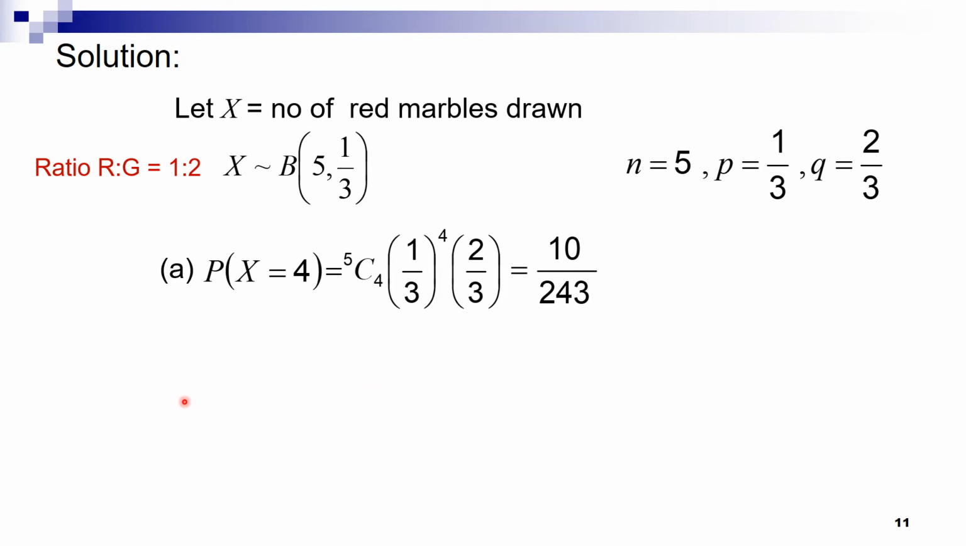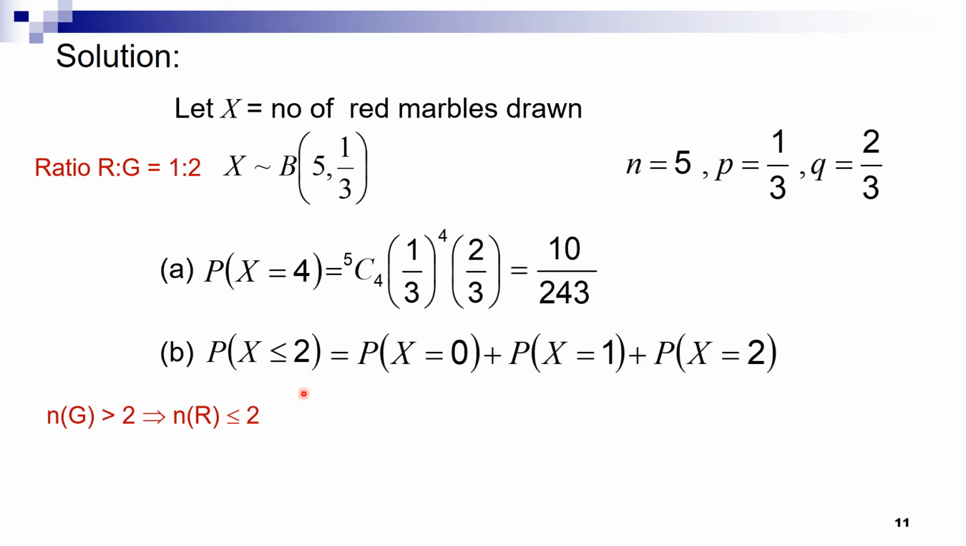Now for the second question. More than 2 are green marbles. Are you going to define another random variable? You can still use X as number of red marbles drawn. But how do you write? Now, you need to get more than 2 green marbles. So the number of green marbles must be more than 2. So in other words, your number of red marbles must be less than or equal to 2. So you can write your mathematical symbol as probability of X less than or equal to 2, which is P(X = 0) plus P(X = 1) plus P(X = 2).